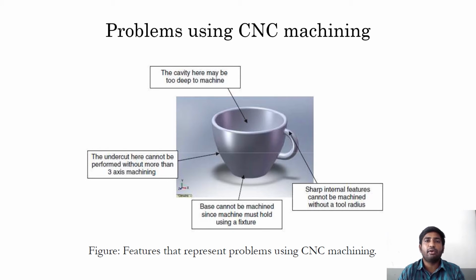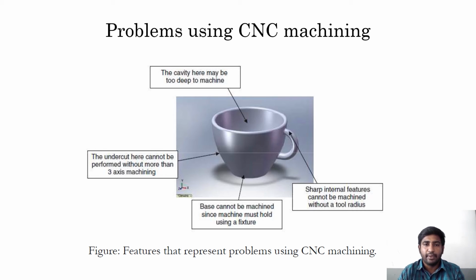What are the problems we face in CNC machining? First, assume we are going to create a coffee cup. The cavity here may be too deep to machine, so in CNC machining there is difficulty in deep machining. The undercut here cannot be performed with fewer than more-axis machines. In CNC we have 3 axes, right? X, Y, Z. So this cannot be performed using a 3-axis machine.